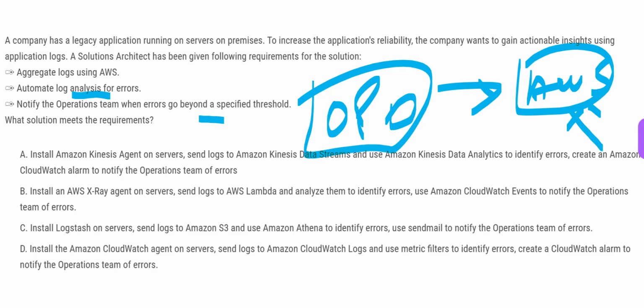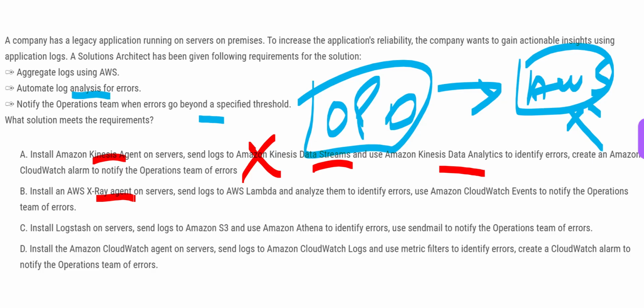Option A is talking about leveraging the Kinesis agent. Whenever we are talking about real-time solutions, then you should use Kinesis. Otherwise, Kinesis is of no use here. This is making use of Kinesis agent, Kinesis Data Streams, Kinesis Data Analytics. This is a very expensive solution, and this is specifically for real-time. Don't use it here. Option B uses X-Ray.